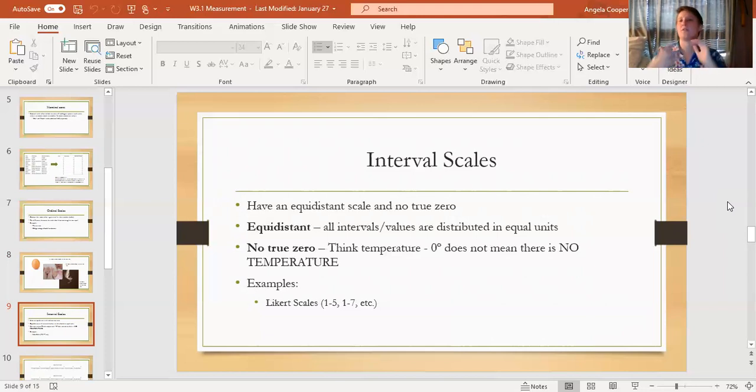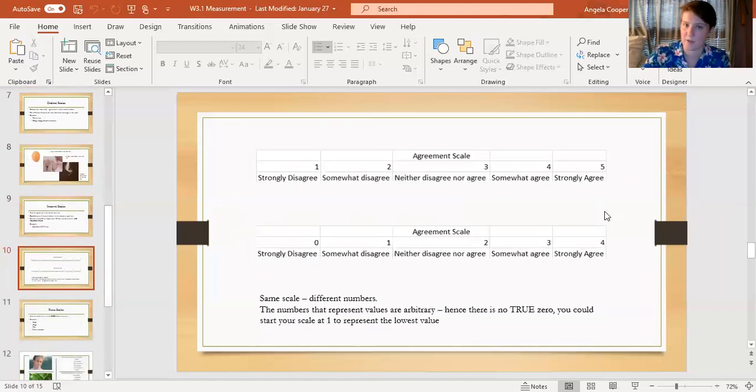However, Likert scales also follow this, so again, it doesn't have a true 0. You can have a Likert scale at 1 to 5. You can have a Likert scale at 0 to 4, as this example here shows. When we look at this agreement scale, the top has a scale of 1 to 5, 1 being strongly disagree and 5 being strongly agree. Now the second Likert scale is an agreement scale from 0 to 4. However, it's the same number of points. It's still a 5-point Likert scale. One just happens to start at 1 and the other happens to start at 0, but they mean the exact same thing.